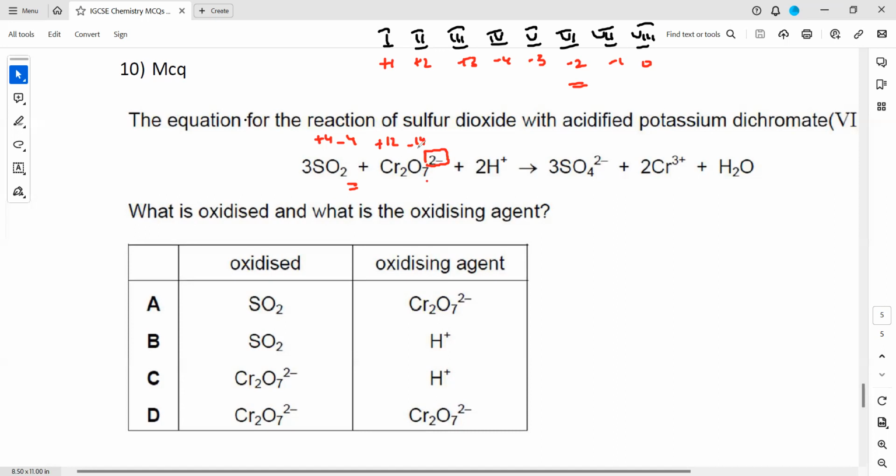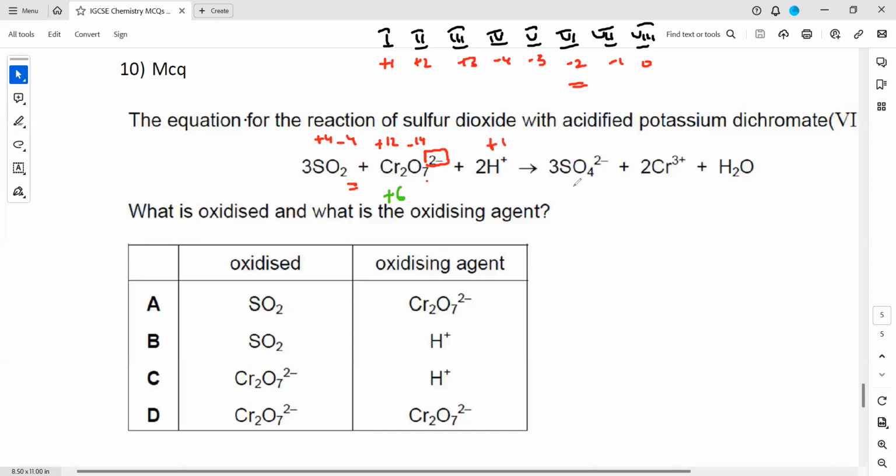So what is the oxidation number for each chromium? Because 2 chromium have +12, each chromium will be +6. Here hydrogen, when an ion is there, the oxidation number of hydrogen is +1, because when the ion is directly written, the charge on the ion is always the oxidation number.